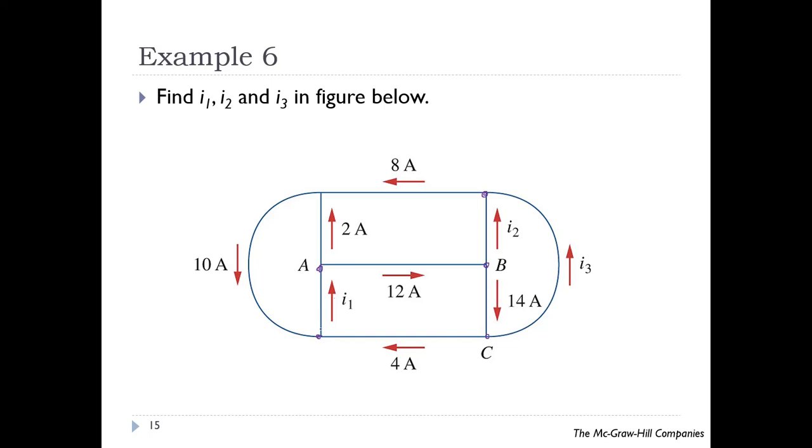Okay, let's solve for I1. If you choose the lower node, you have there 4 ampere. 4 ampere is entering while the rest are leaving. So I1 plus 10. Oops, 10 is also entering. Plus 10. Therefore, your I1 equals 14 ampere.